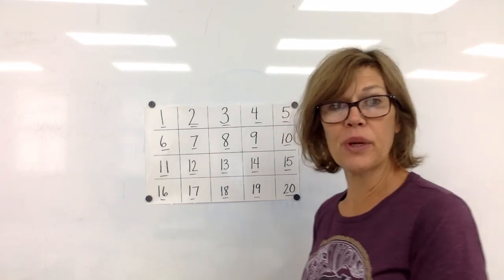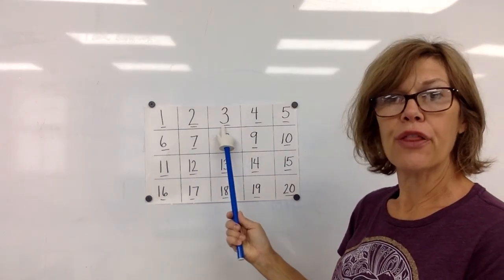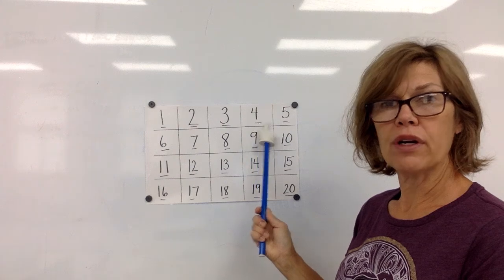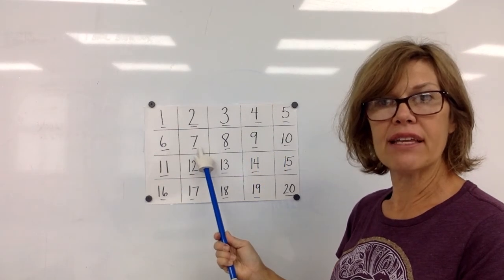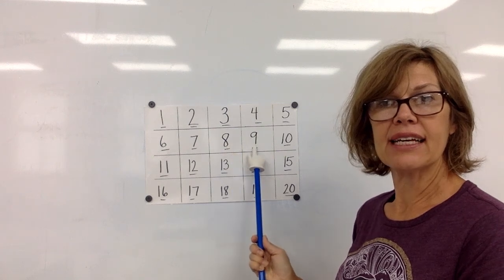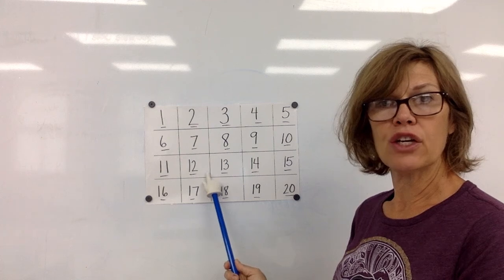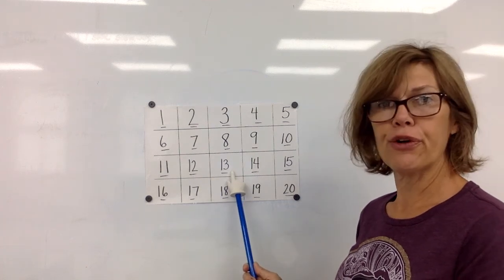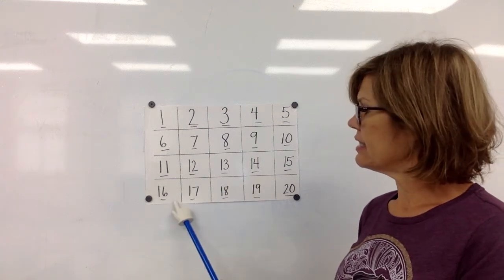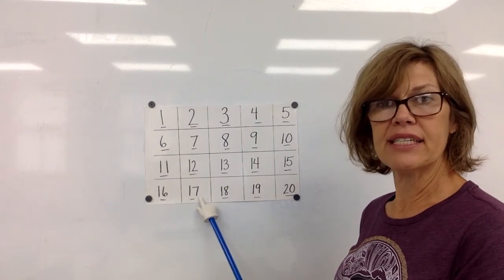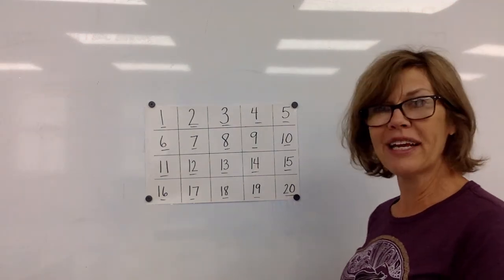All right, let's count to 20. 1, 2, 3, 4, 5, 6, 7, 8, 9, 10, 11, 12, 13, 14, 15, 16, 17, 18, 19, 20.